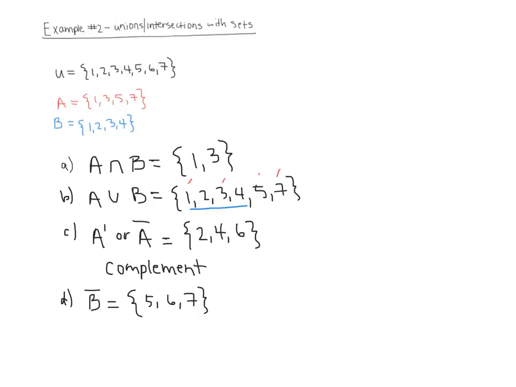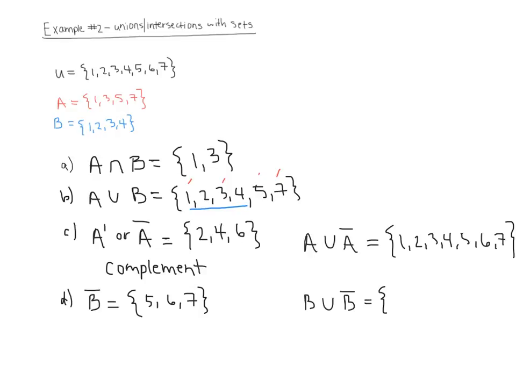So again, what does this mean to be a complement? The complement is basically what completes the set. So what numbers complete set A to get it back to the universal set? In other words, if I were to take A union A complement, I'm going to get the full 1, 2, 3, 4, 5, 6, 7. If I were to take B union B complement, again, I would get the 1, 2, 3, 4, 5, 6, 7.